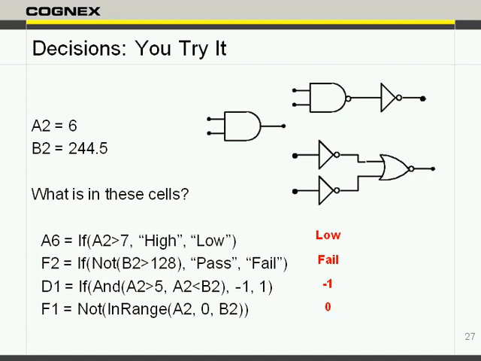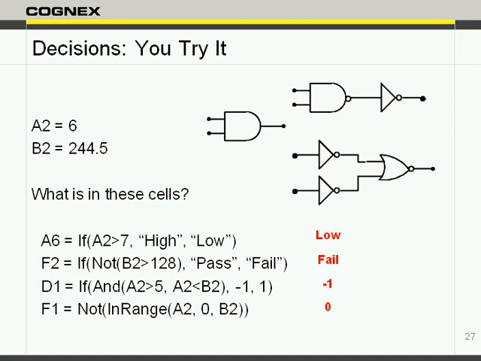In the next example, we have a not statement within an if statement. So we're going to start in the middle with the not statement, which will be our condition. So it says not B2 is greater than 128. B2 is 244.5. Is 244.5 greater than 128? Yes, that is a true statement. But since it's within a not, that means do the opposite: false. So if false, we go to the third string, which is the word fail.